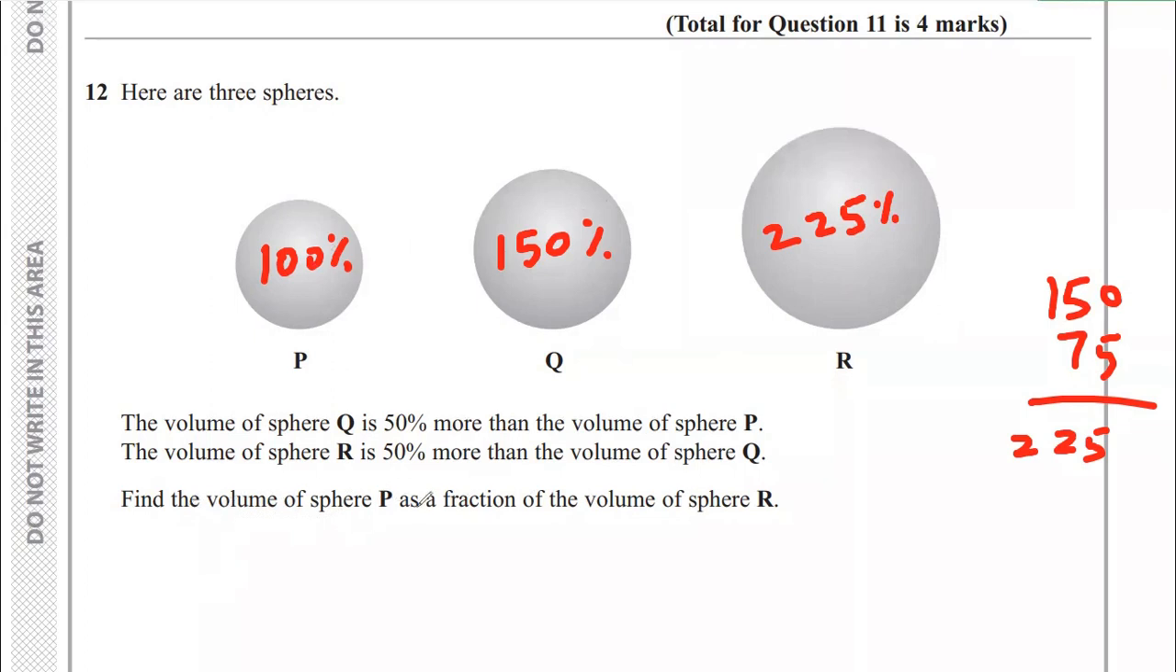Okay, so find the volume of P as a fraction of the volume of R. So 100 out of 225. It doesn't say simplify it, but even if you simplify it, I don't think it's going to affect it. So I can see 25 goes into the top one 4 times, and 25 goes into the bottom one 9 times. 4 over 9, or 100 over 225.